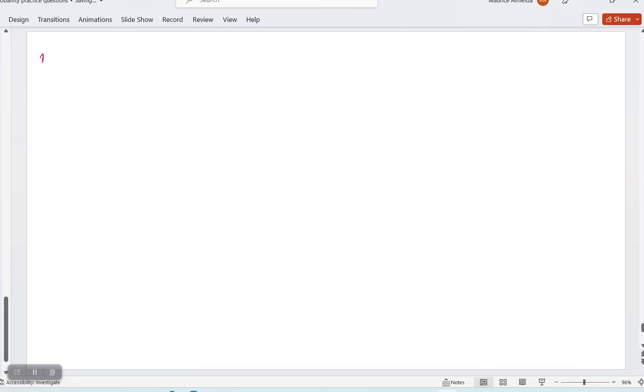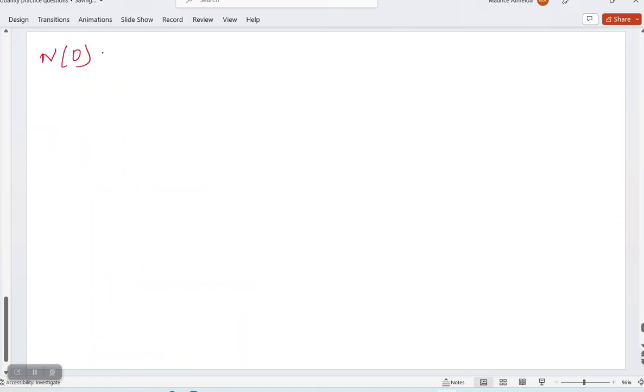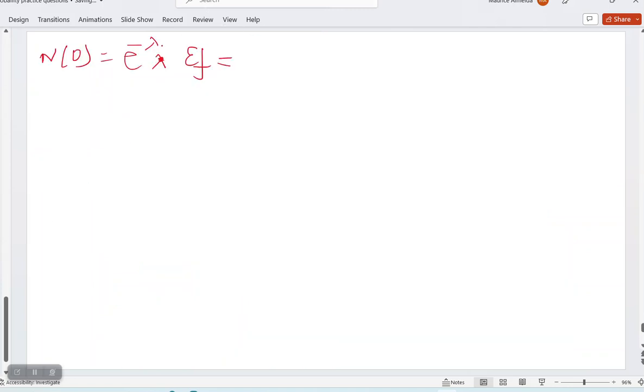Now, to find the theoretic frequencies, we need to use certain formulas. We want to find the frequency corresponding to x equal to 0. The formula is n0 equal to e raised to minus lambda multiplied by summation of f. The theoretic frequency corresponding to x equal to 0 is e raised to minus lambda into summation of f. So this is how you have to remember it by heart: e raised to minus lambda into summation of f.